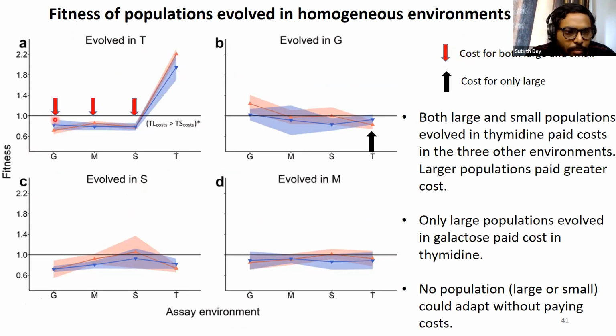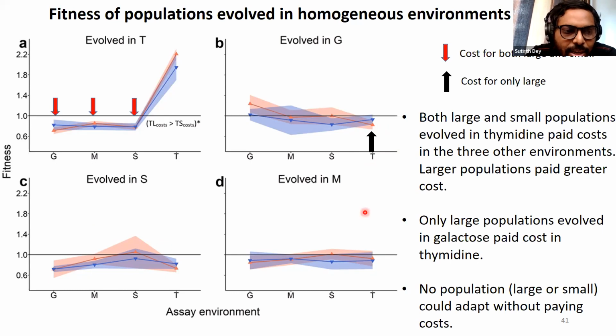The red arrows are points where you are seeing costs in both large and small populations. And please remember, in our case, cost is when the environment in which they have evolved has a significantly higher fitness compared to the ancestor, and the other environment has a lower one. So in this case, in both the small and the large populations, you have a fitness decline in the other three environments, whereas in the environment in which they have evolved, thymidine, the fitness has gone up significantly. In the case of galactose, when they have evolved in galactose, the fitness has gone up, but only for the large population; the fitness has actually gone down in this case when they are assayed in thymidine.